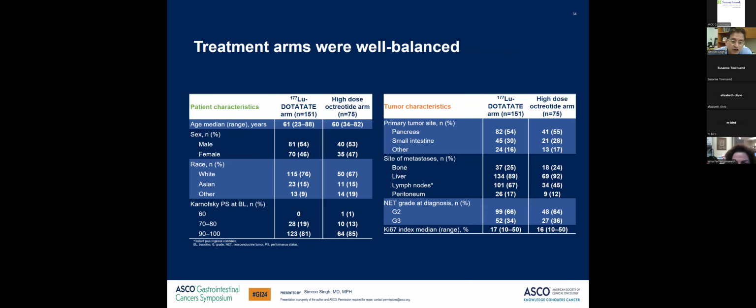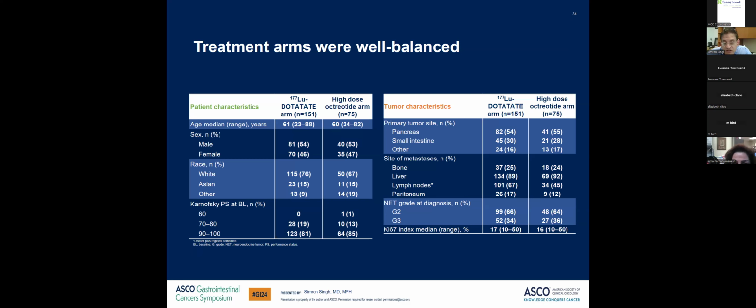When we look at the treatment arms, it was fairly well balanced between them. It was a global study done around the world, and so we had patients of different races that were able to be included. When we look at tumor characteristics, about half of the patients were of pancreatic origin, which makes face validity because pancreatic neuroendocrine tumors are usually a bit more aggressive. And then we had small intestine and other, which were mostly rectum.